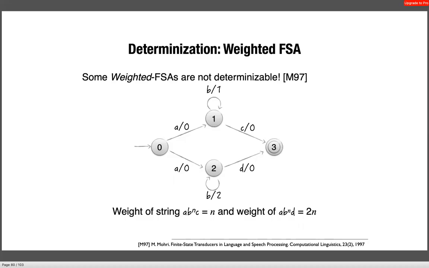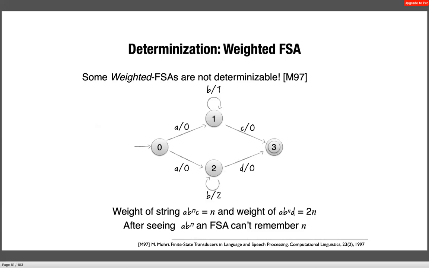So here, if you have a string of the type A, B n times, and then followed by C, then the weight of that string is n. But if you have another string which is A, B n times followed by D, then the weight of that string is 2n. Okay, because you can see that these two self loops have different weights. Okay, so here let's assume that there is a deterministic FSA, which is equivalent to this particular machine.